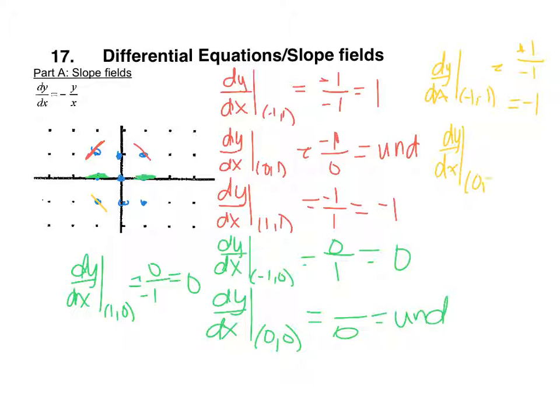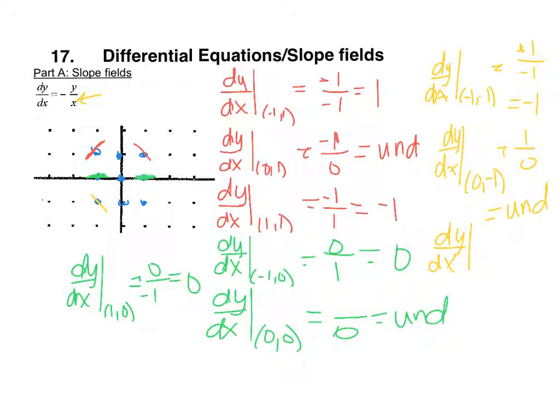Negative 1 times a negative is positive 1 over 0. So this is undefined. If you notice, everything on this y-axis was undefined, because when x is 0, my slope is undefined.